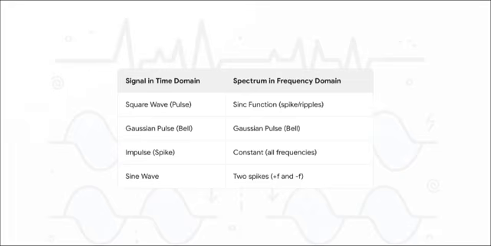And engineers who work with this all the time develop this amazing intuition. They can just look at a signal and know what its frequency fingerprint looks like. They know that a sharp pulse in time is going to be a wide range of frequencies. They know a pure sine wave is just going to be two perfect little spikes. It's like having a visual dictionary to translate between these two powerful languages.